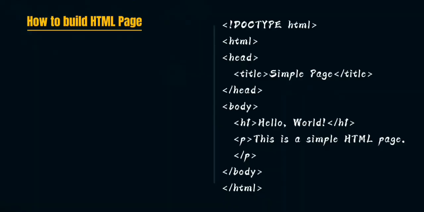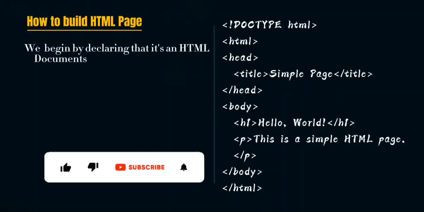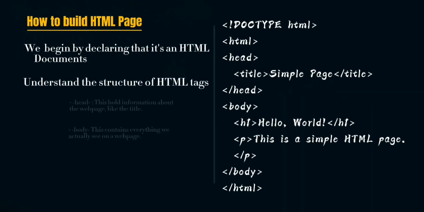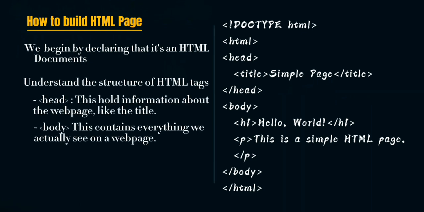Here's how an HTML page is built. We begin by declaring that it's an HTML document. The HTML tag is the root of the entire page. Inside it, the head holds information about the page, like the title. The body contains everything you actually see on the screen. For example, H1 makes a big heading, while P creates a paragraph.